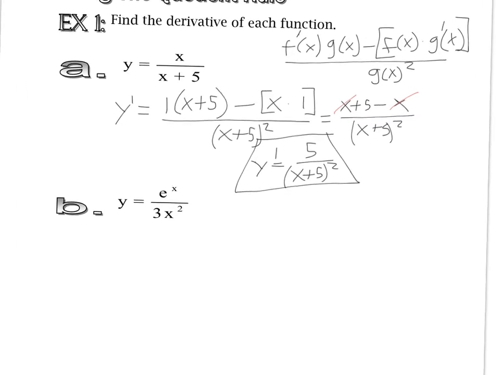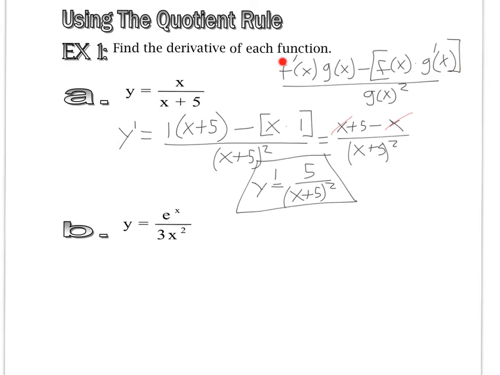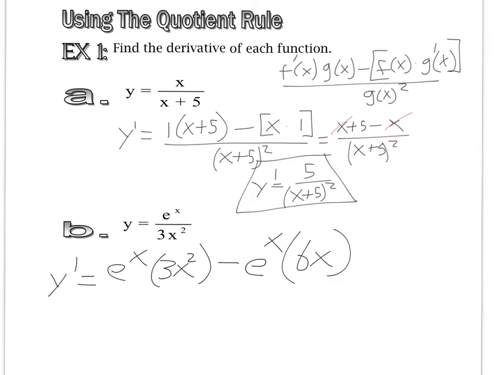Okay, so we're just going to follow the exact same pattern. I'm going to refer to this quotient rule up here. And so we have the derivative of the top, which is just e to the x, times the bottom, which is 3x squared, minus the top, which is still just e to the x, times the derivative of the bottom, which would be 6x. And that whole thing is over the bottom squared, so 3x squared squared.